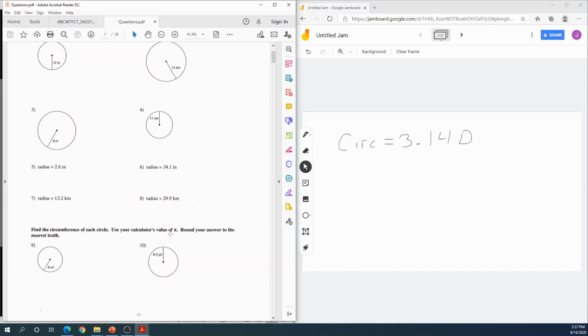So again, let's go ahead and work this out. It's going to be 3.14 times diameter, which we know our radius is 8 miles. So our diameter is going to be 2 times that. And this is going to give us a circumference of 50.2 miles.